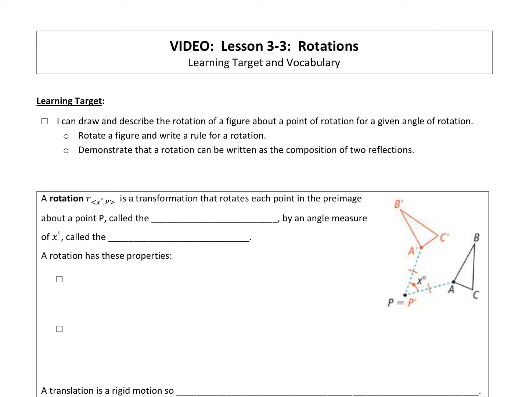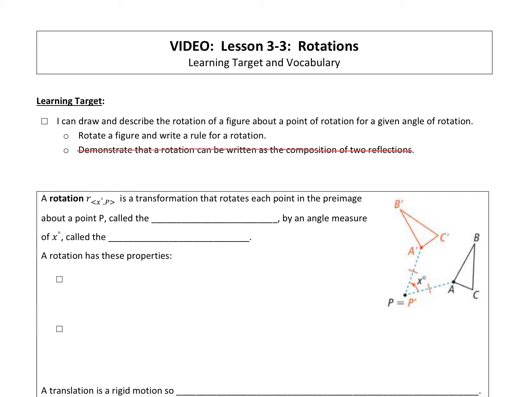Our learning targets for today's lesson: we are going to be able to draw and describe the rotation of a figure about a point of rotation for a given angle of rotation. We will rotate a figure and write a rule for a rotation, and we will demonstrate that a rotation can be written as a composition of two reflections. You know what? Actually, we're not doing that last one. So if it feels good to cross off part of your learning target, go for it.